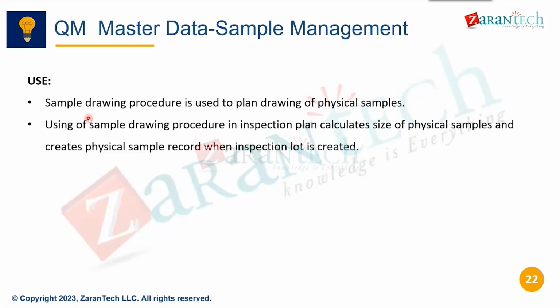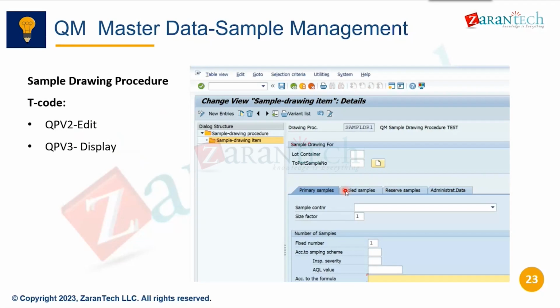So this is the use. Sample drawing procedure is used to plan drawing of physical samples, which we discussed. Using the sample drawing procedure, the inspection plan calculates the size of physical samples and creates the physical sample record. Physical sample record means there is one unique identity for the physical sample. That will be created for each physical sample when the inspection lot is created. So that is the use of the sample drawing procedure. We saw this yesterday.